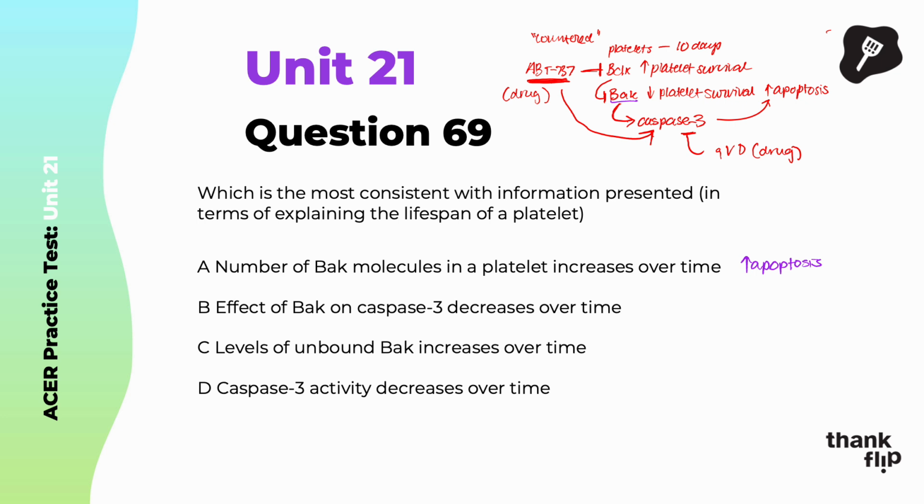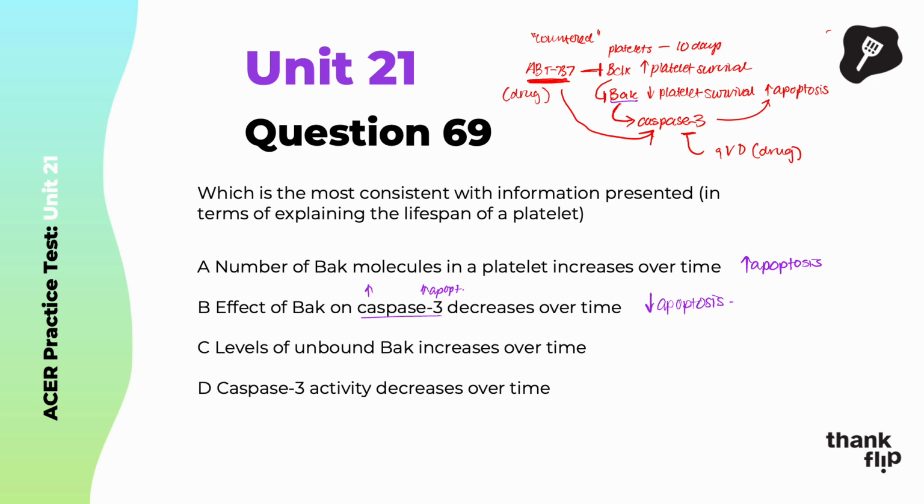Then we can move on to the next one. The effect of BAC on caspase 3 decreases over time. So remember, BAC acts via caspase 3 in order to increase apoptosis. So BAC upregulates caspase 3, which increases apoptosis, right? So overall, this would decrease apoptosis, right? Because if you have less of that effect of caspase 3 activation, then you have less apoptosis.